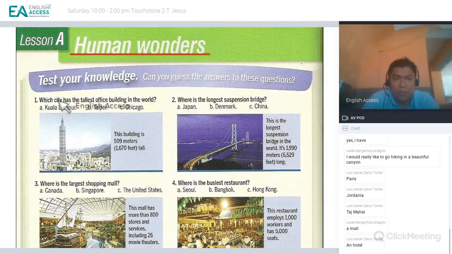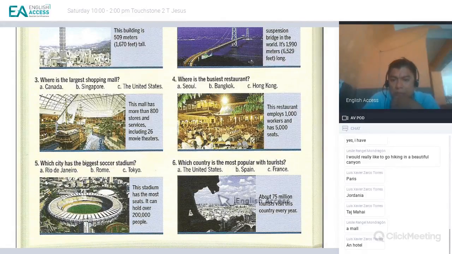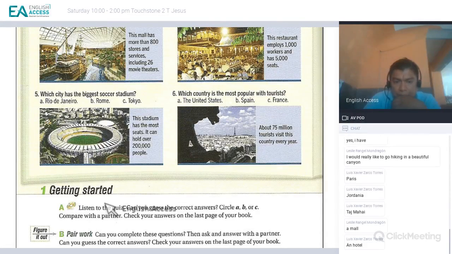Can you guess the answers to these questions? Okay, let's see. Number 1. Which city has the tallest office building in the world? A. Kuala Lumpur, B. Taipei, or C. Chicago? Which one, guys? Take your answers. Letter A, B, or C. What do you think it is? Number 2. Where is the longest suspension bridge? In Japan, in Denmark, or in China? I'll give you 2 minutes to read all the 6 questions and your answers. Okay? 2 minutes. And you can listen while you read.